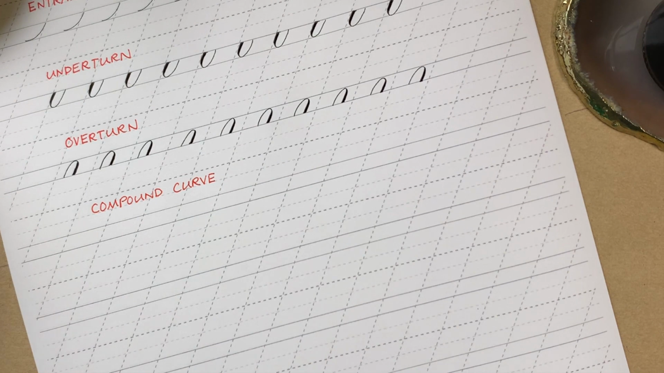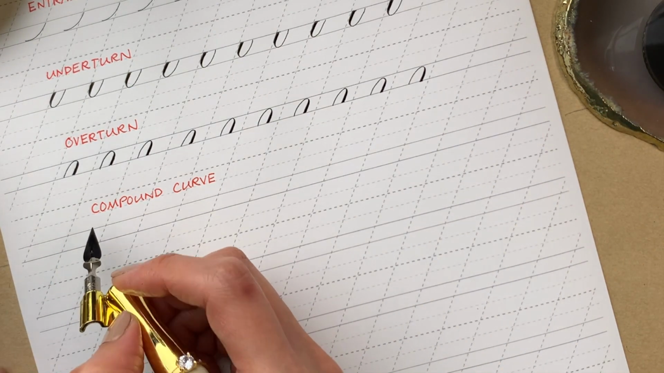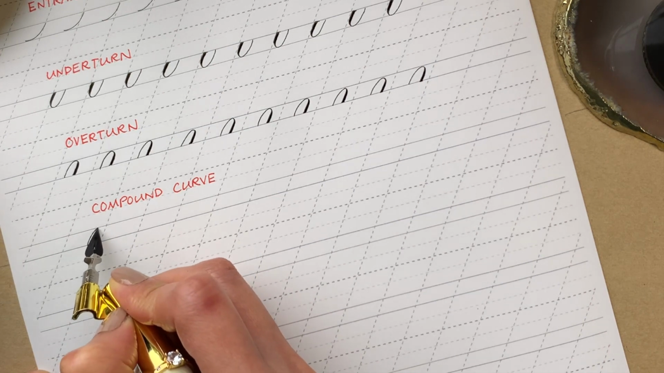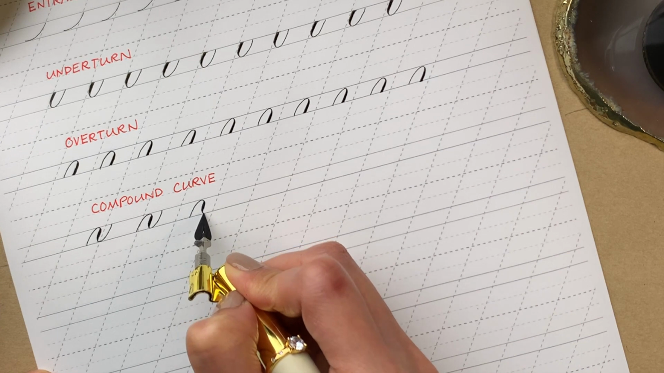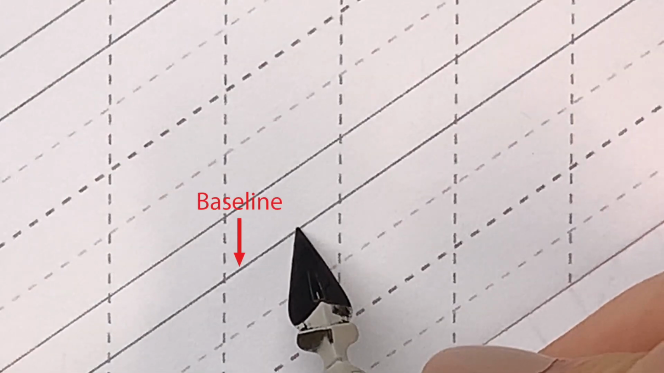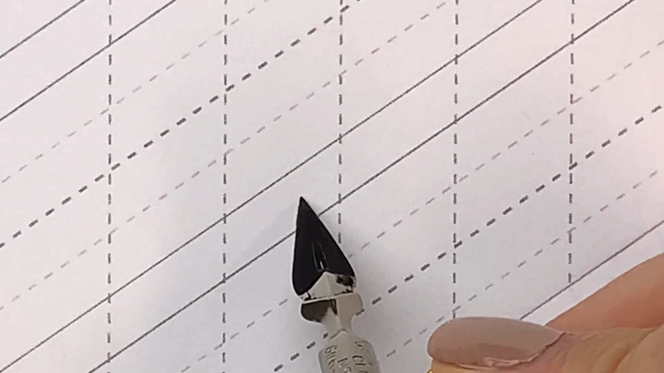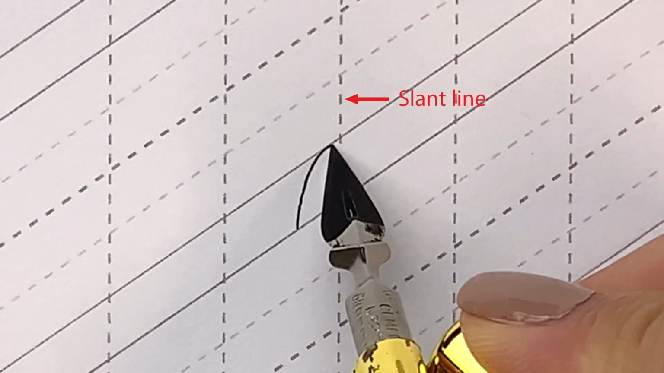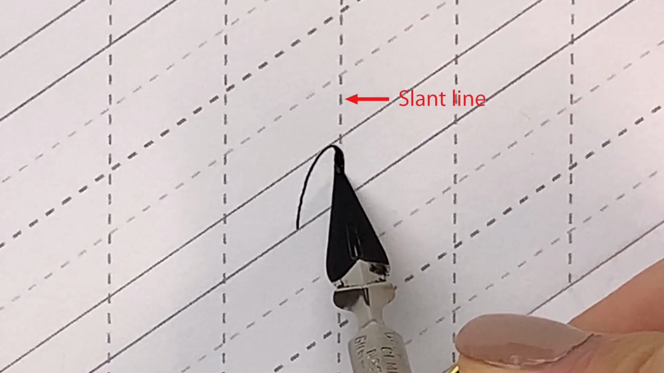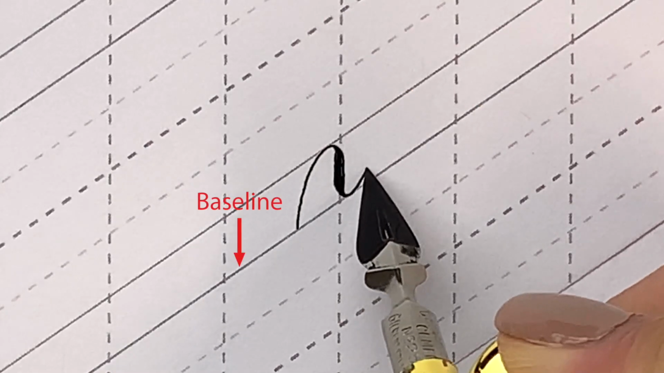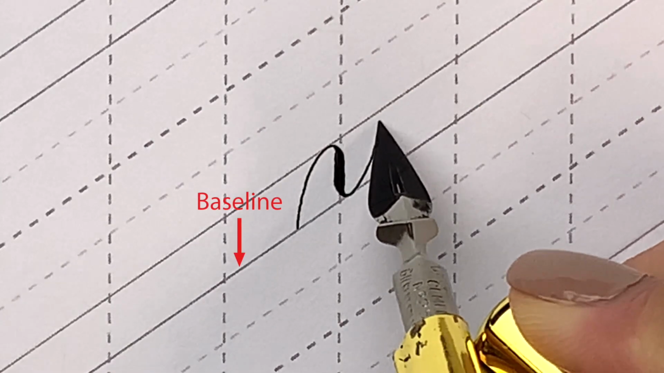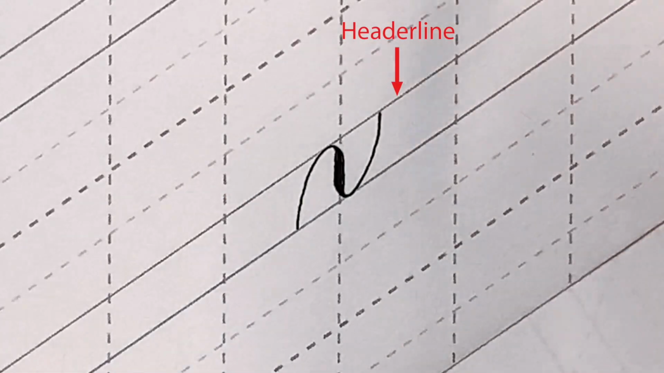Compound curve. You can see it in N, H, etc. This stroke is a combination of an overturn and an underturn. Start with a hairline stroke. Gradually add pressure after you make the turn. The shade should be on the slant line. Gradually release pressure when it's getting close to the base line and follow through with a thin upstroke towards the headline.